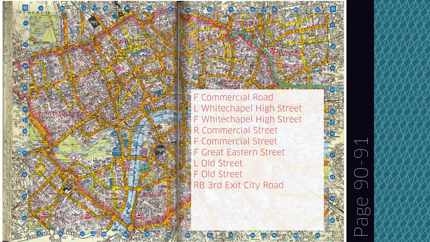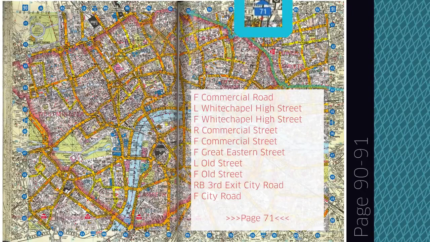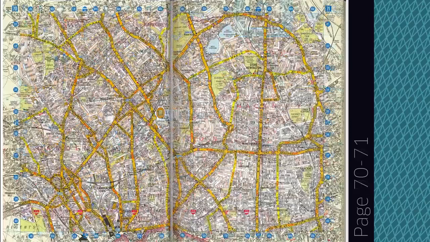Now we have come to a roundabout. We have to write roundabout exit 3. And then forward onto City Road. This takes us to the border of page 71, grid square RB. Now let's continue our journey on page 71 and look for the grid square of RB.